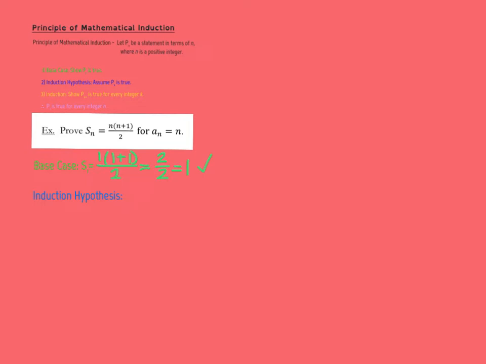The next step to mathematical induction is to write our induction hypothesis. This is when we assume that our statement is true for all values of n equals k. So I'm going to go ahead and write down our induction hypothesis specifically for this proof. We are going to assume that the sum of k integers will equal k times k plus 1 over 2. Again, notice I just substituted in k for n in our original statement.